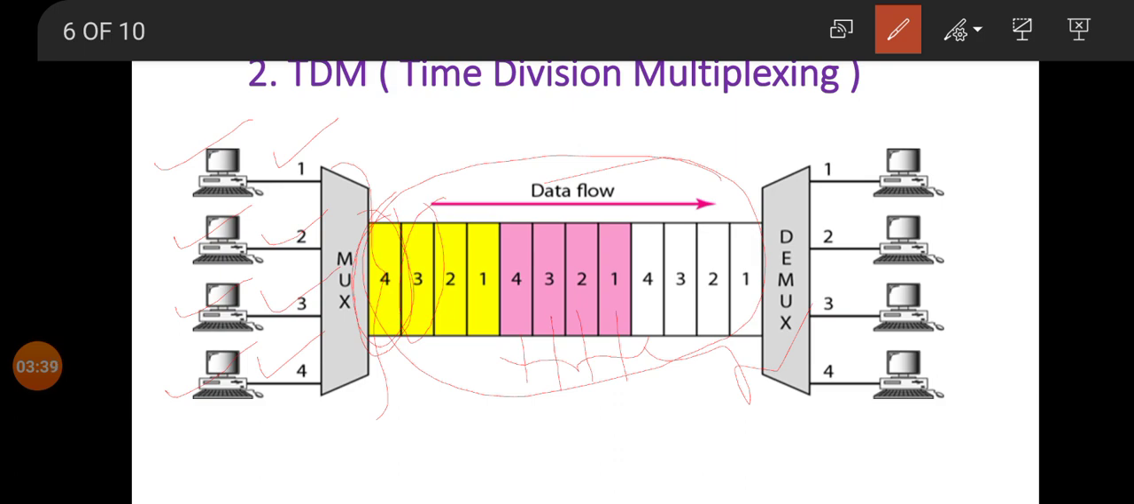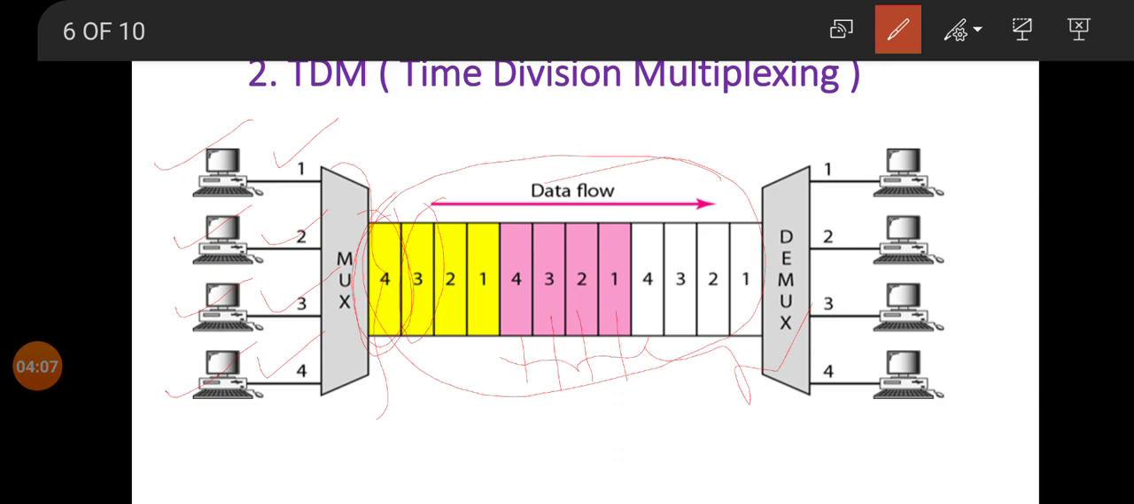So what is the definition of TDM? TDM is a transmission technique that allows multiple users to send signals over a common channel by allocating a fixed time slot for each user. By allocating what? A fixed time slot for each user. Understood? Okay, now consider an example.